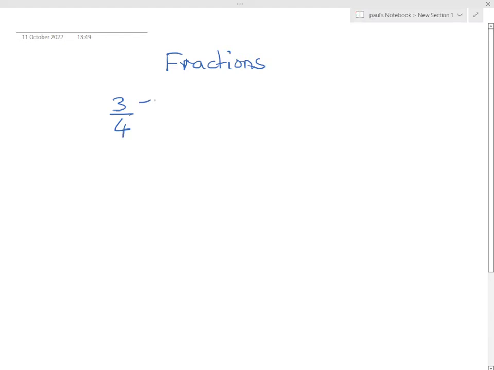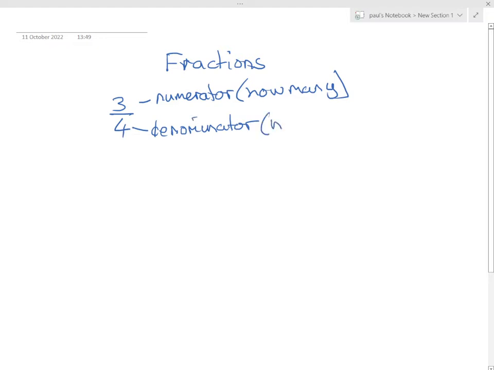We've got the top of the fraction, which is called the numerator, and this tells you how many you've got. So we've got 3 of them, and this one is the denominator, and this one tells you how big they are. So we've got 3 quarters. Quarter tells you the size, 3 tells you how many you've got.